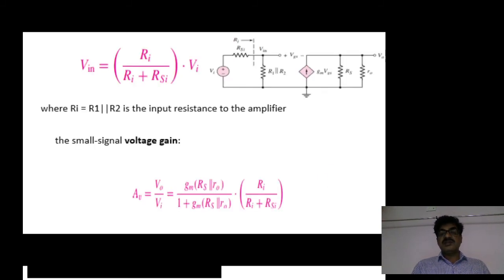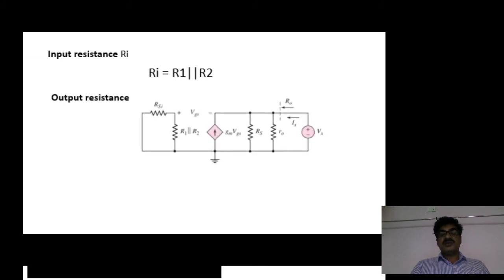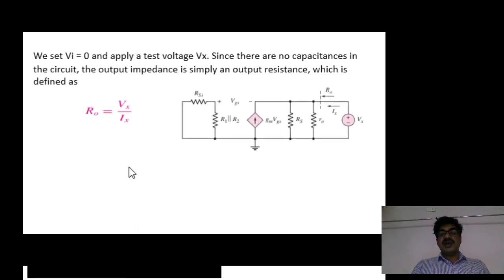So this is the voltage gain, and coming to input resistance, as I said previously, it is R1 parallel R2. For output resistance, as usual, independent sources must be 0, which means Vs becomes 0 here, and a test voltage Vx has to be connected at the output terminals. The output resistance is then defined as Vx divided by Ix.